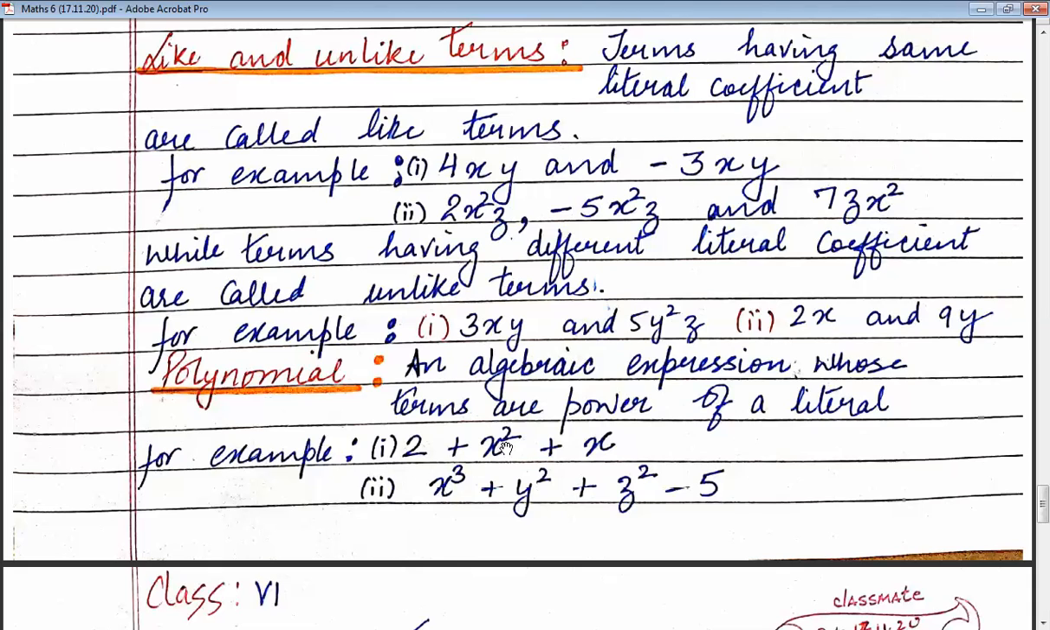Now let us discuss example 1 also. Here the power of x is 2 and here the power of x is 1. So which is the highest? 2 or 1? Obviously, the power of x square is more, that is 2. So the degree of the polynomial is 2.